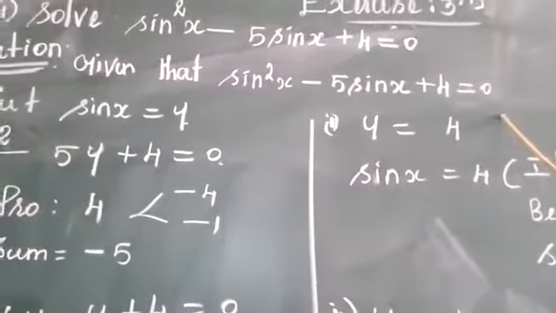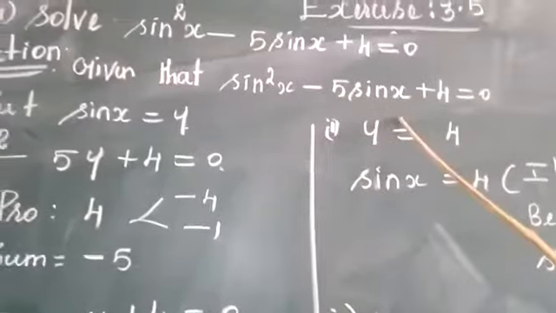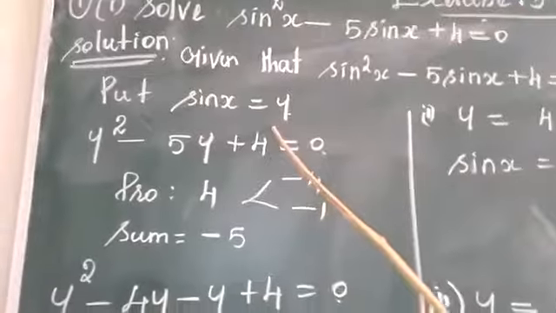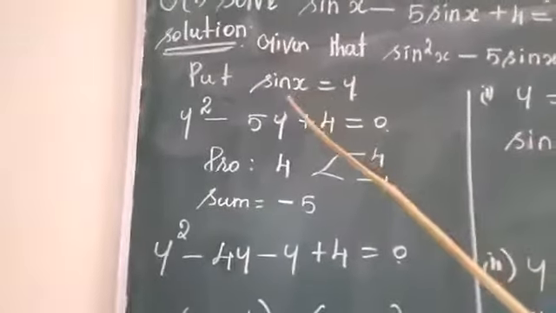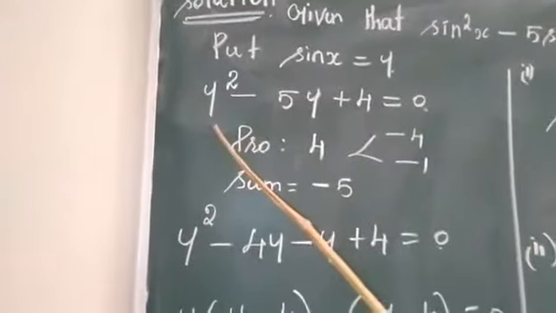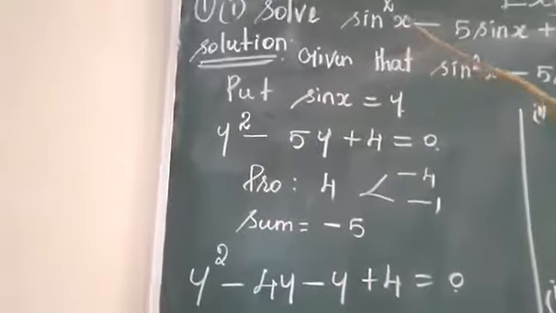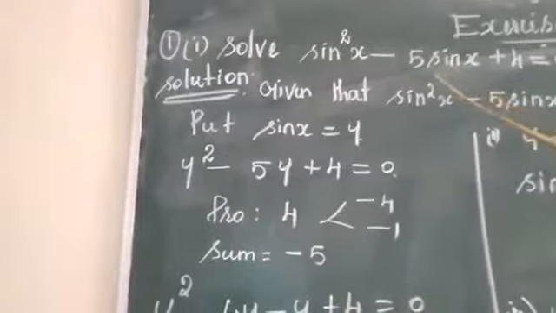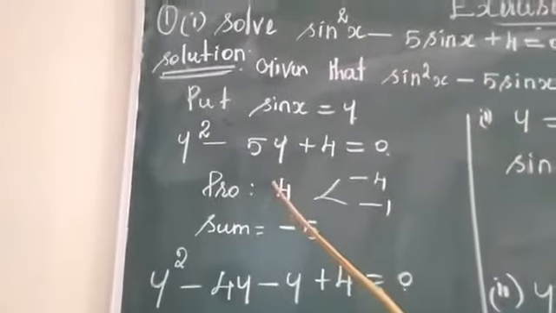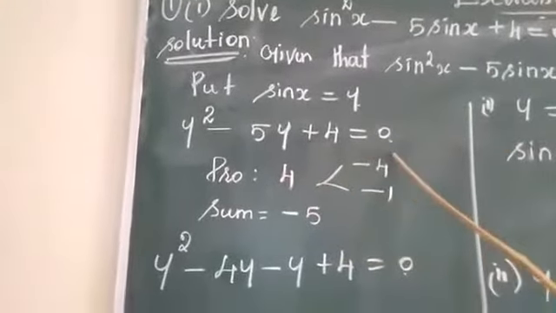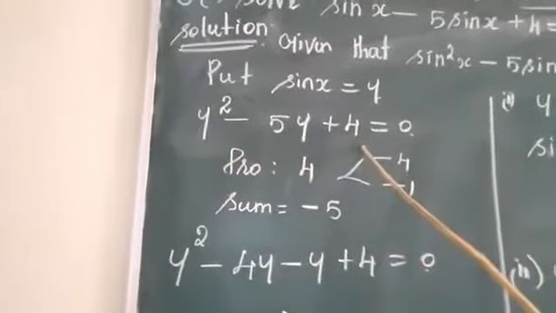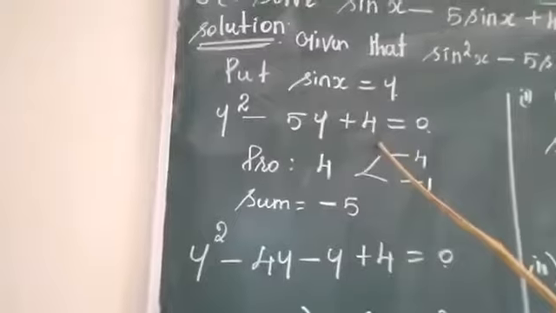So in this equation, we are going to replace this sin x by y. If you replace the sin x by y, we are getting the equation here. This sin square x will become y square, minus 5 sin x will become 5y, plus 4 is equal to 0. Now this is a quadratic equation. We can factorize this quadratic equation.